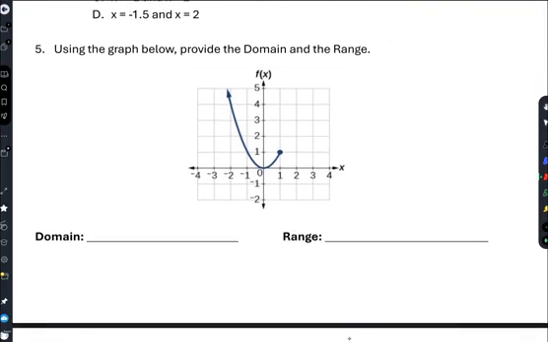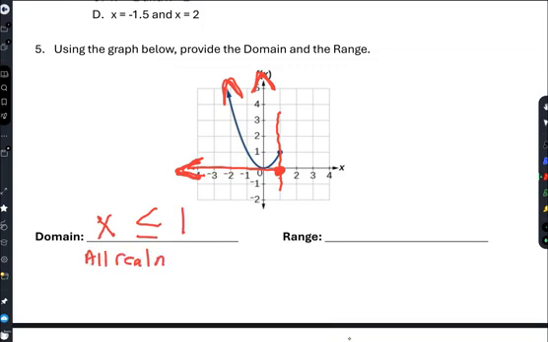Number 5, use the graph to determine the domain and the range. On this graph right here, I have an arrow going this way. So I know I have an arrow this way and I have an arrow this way. The domain is my x's, so I'm going to draw a bar right here. I need a closed dot and my x's go over here. There's 2 ways to write this. You could put all your x's that are less than or equal to 1, or I could say all real numbers less than or equal to 1.